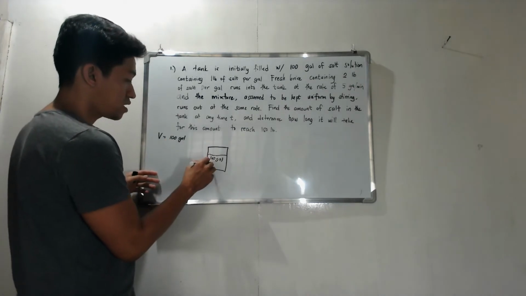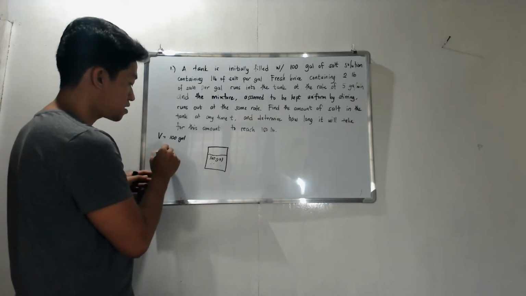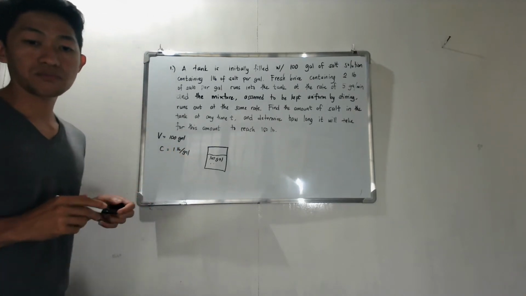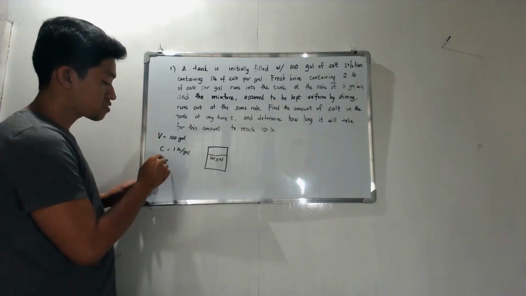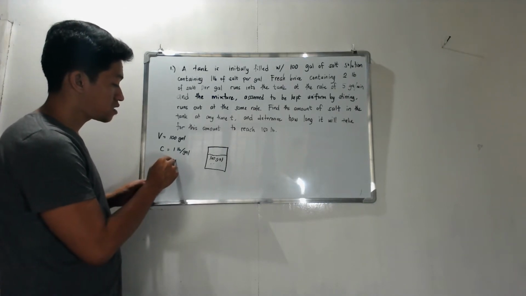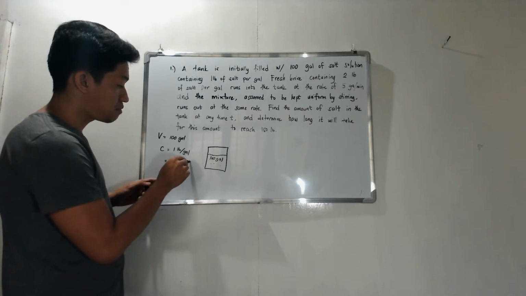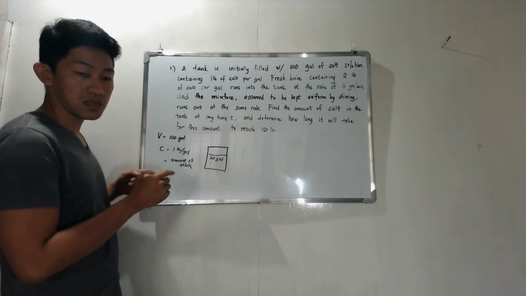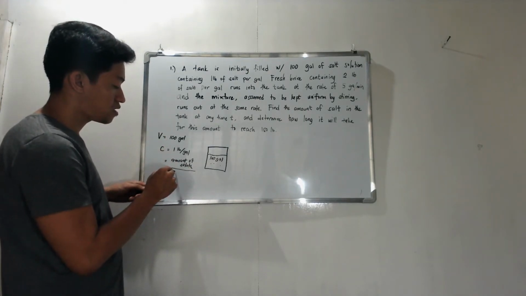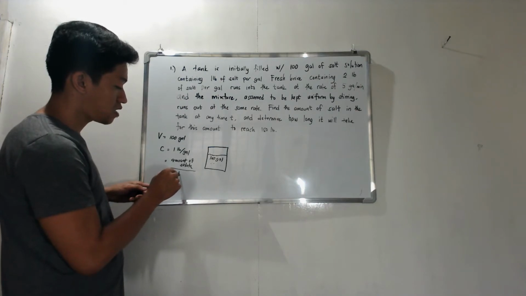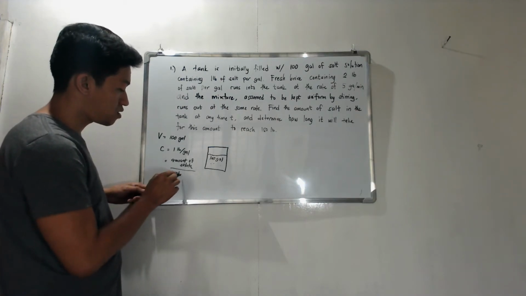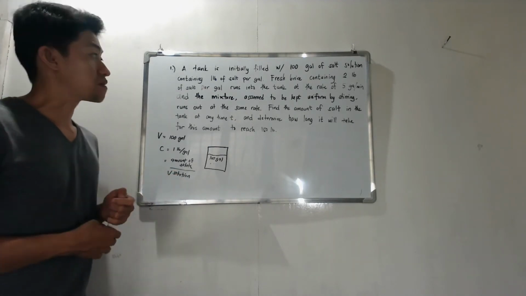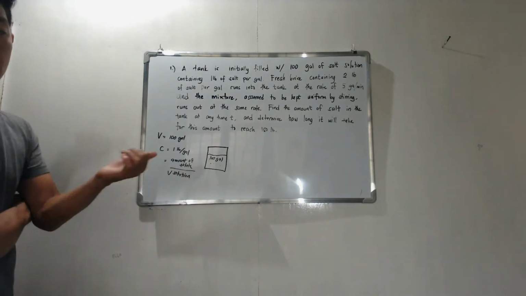So that is the concentration. 1 pound per gallon. Meaning concentration is amount of solute, which in the problem is salt, over the volume of solution. Okay, over the volume of solution. Okay, so this is a given.